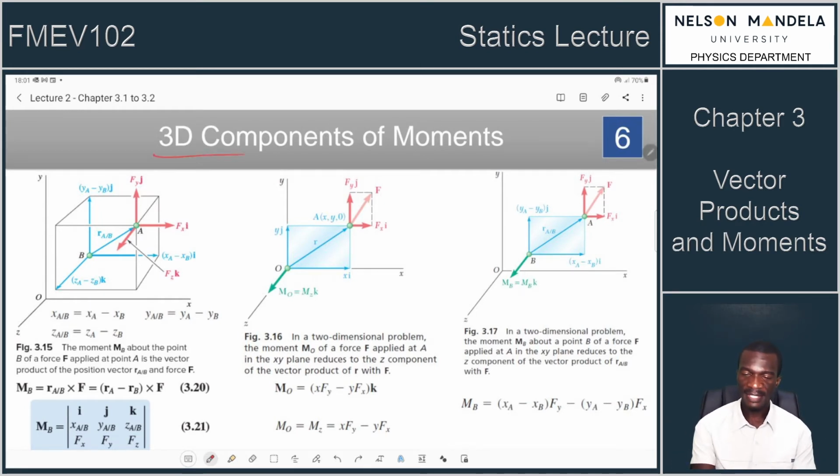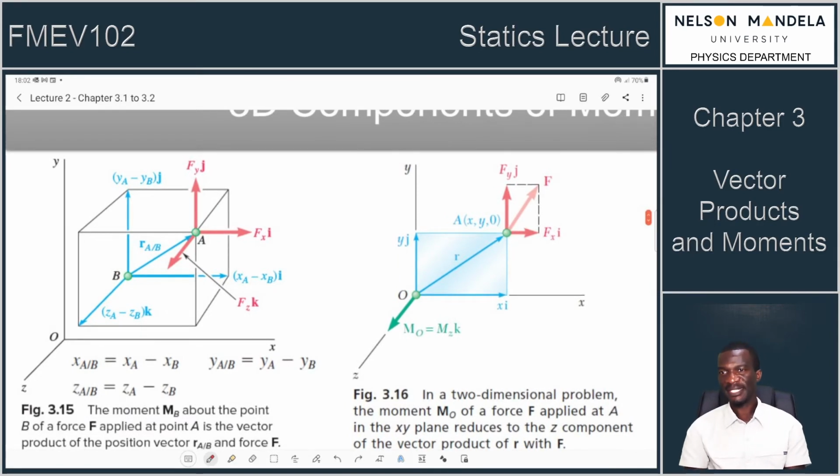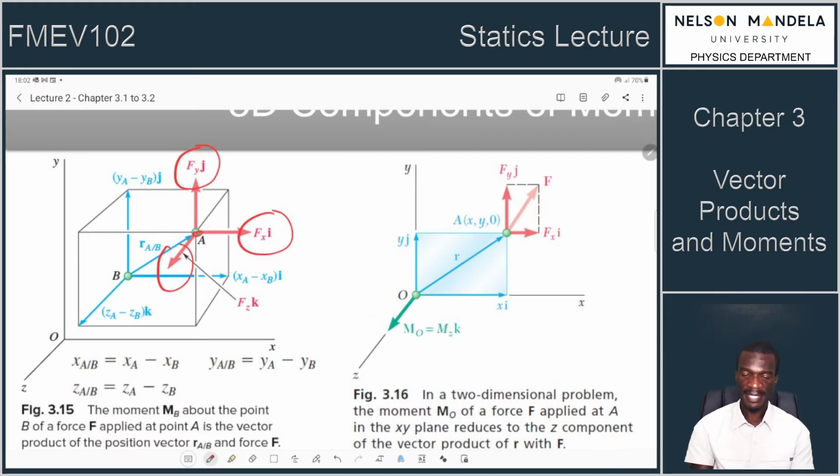So this is the same concept of 3D components of moments. But what we are looking at now are 3D components of moments when those moments are calculated about a point with reference to some other point that is not the origin. So in figure 3.15, we are given the case. It is introduced to us in the form of a force that is acting at a point A. The force acting at point A has its components in the I, in the J, and in the K. That force is at a position RA relative to B.